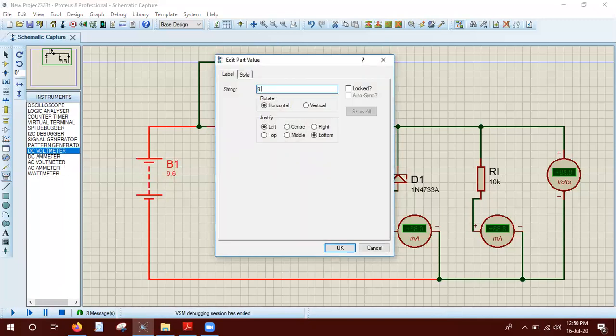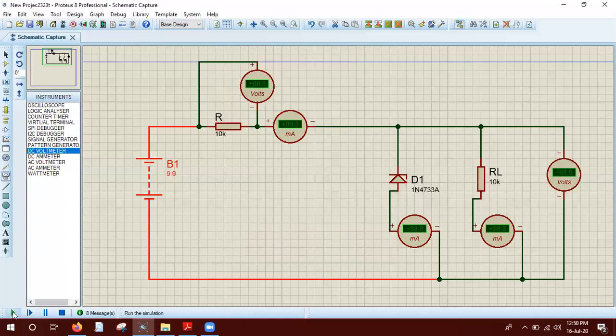Let's make it 9.9. Now we'll get the voltage. Yes, we got it. The starting minimum voltage required to enter the Zener region is 9.9, isn't it? Okay, now this is the lowest.